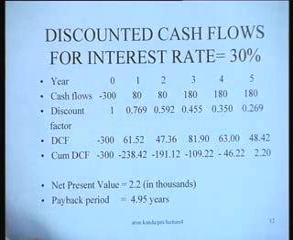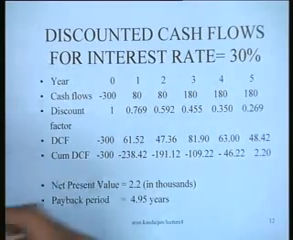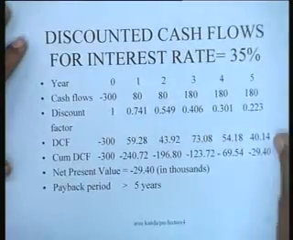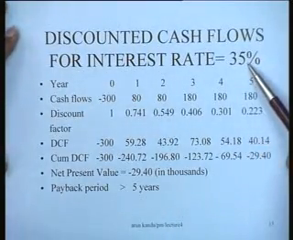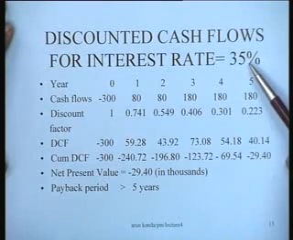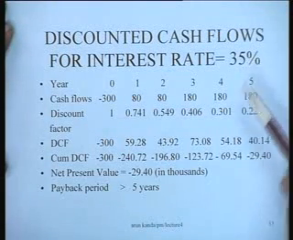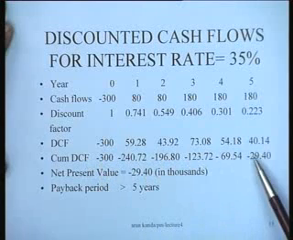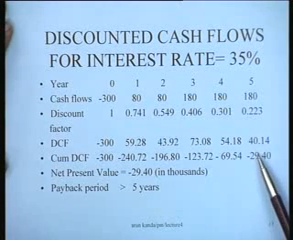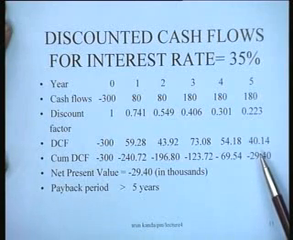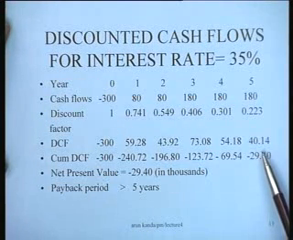Now, since we would like to estimate exactly, we can compute the discounted cash flows for an interest rate of 35% for this example, and what you find is that if you calculate for 35%, the cumulative discounted cash flow value even at the end of 5 years is negative. So the indication is clear that the internal rate of return would lie somewhere between 30 and 35%. That's what it is, right?